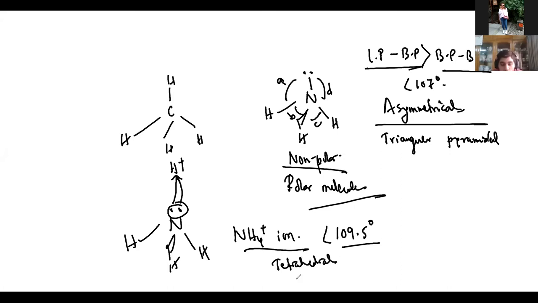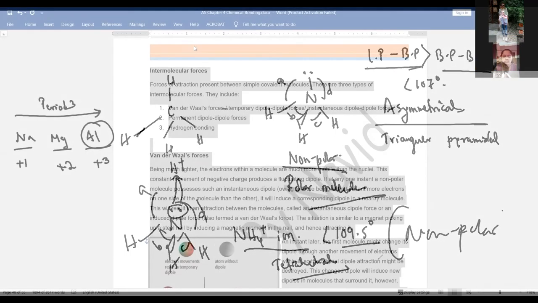Tetrahedral. So now, ammonium ion, does it have any lone pair? No. Are all of them bond pairs? Yes. So are all the angles equal? Yes. So is it a symmetrical or an asymmetrical molecule? Symmetrical molecule. So now is it a polar molecule or a non-polar molecule? Non-polar.